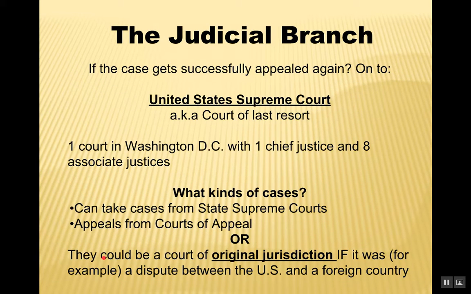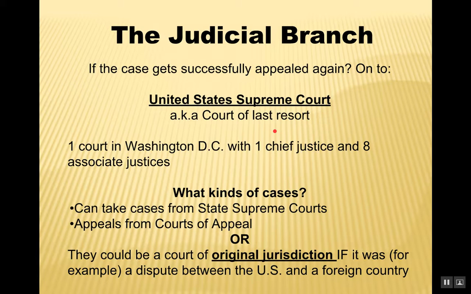And then finally, if you don't like what happened to the results of your case at that Court of Appeals, it is possible to go ahead and appeal again. And then if you successfully appeal, they decide to grant you your appeal, then your case will go to the United States Supreme Court, the highest court in the land. It's also known here as the court of last resort because this is it. Whatever the Supreme Court says goes. There is no ability to appeal once the United States Supreme Court makes a decision.